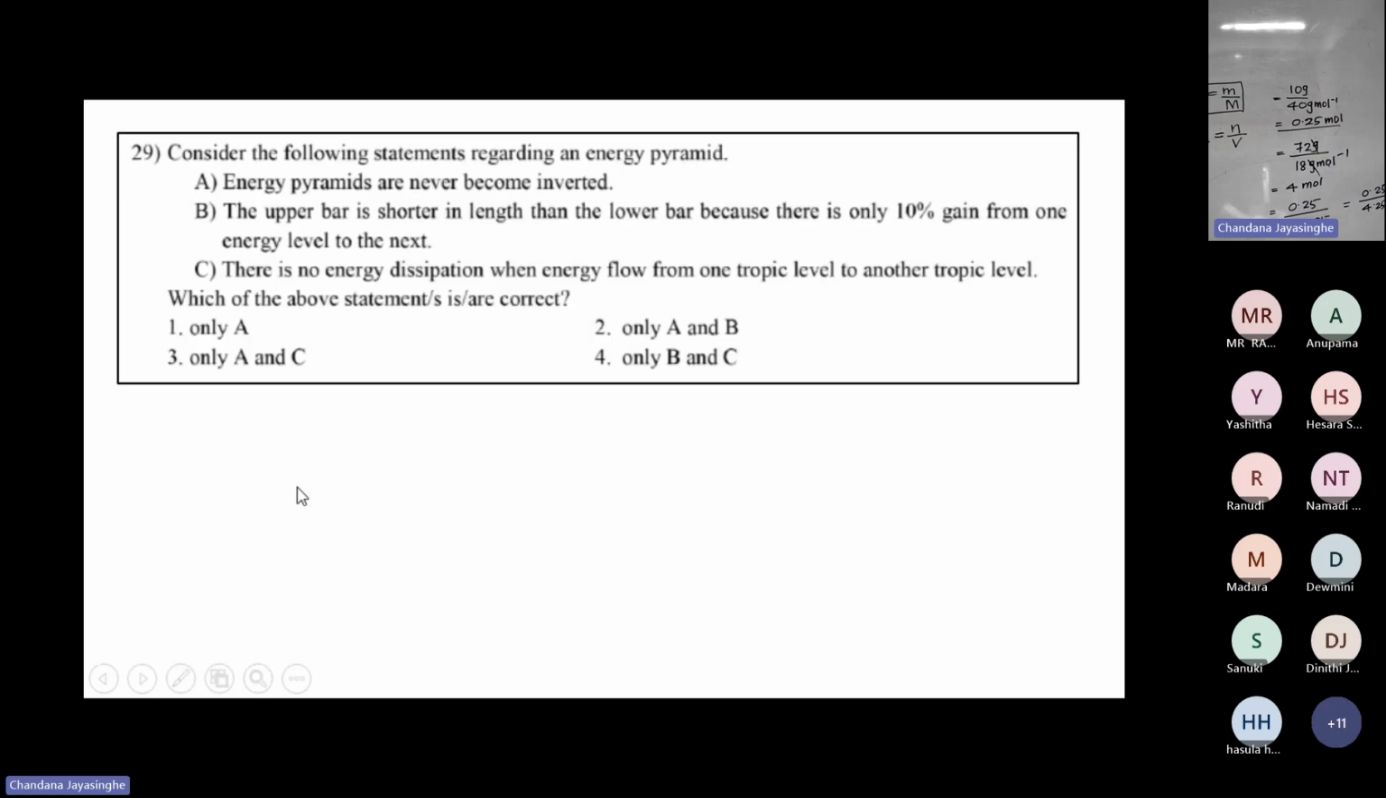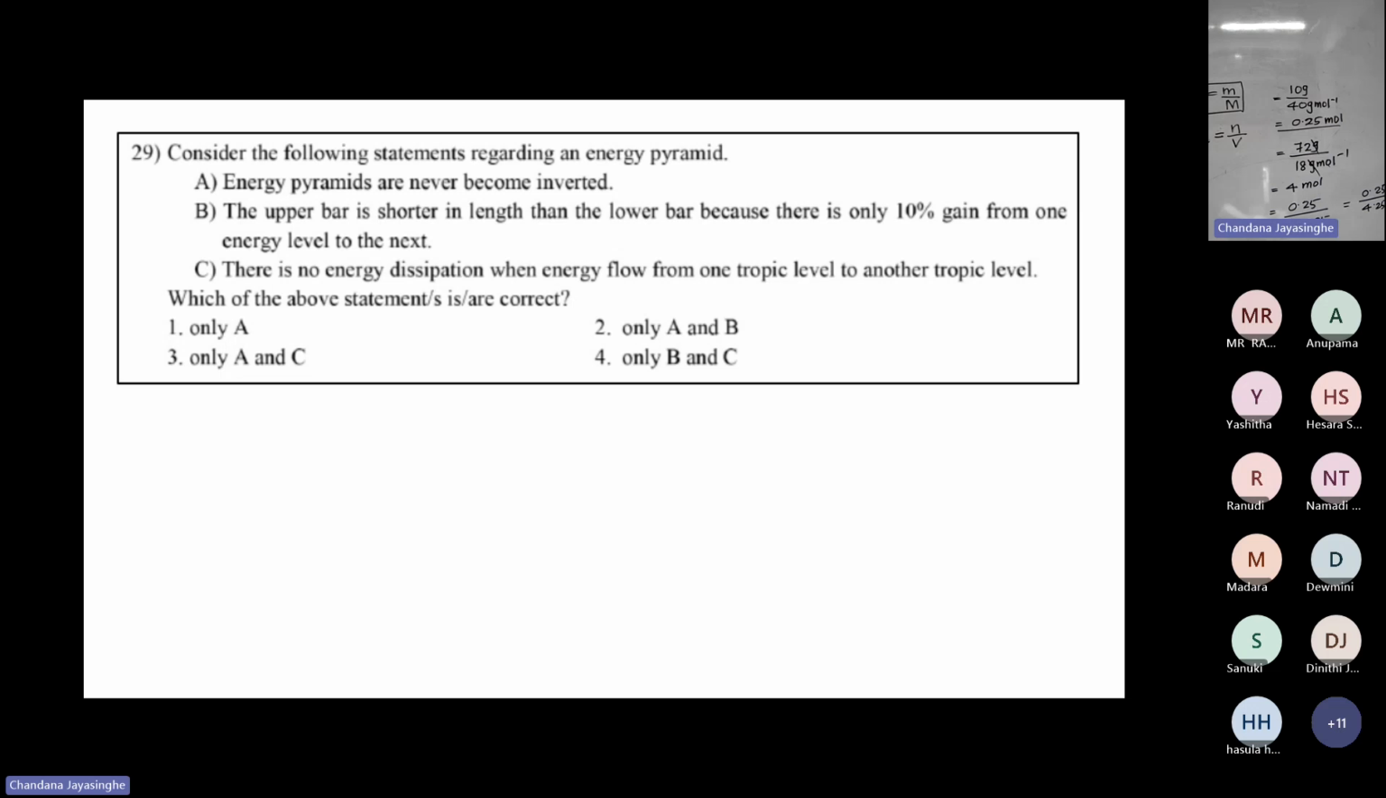First one. 29. Now, when we consider the 29th, consider the following statements regarding the energy pyramid. When we consider energy pyramids, as an example, the biosphere lesson in grade 11, we come across number pyramids, biomass pyramids, and energy pyramids. So when we go through statements A, B, and C under the 29th question, what is the answer? Which one of the above statements is correct?